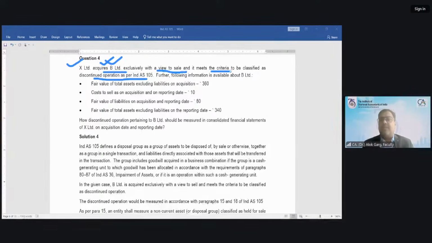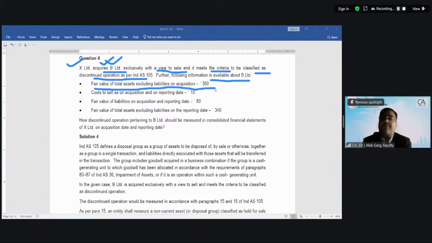with a view to resale, and it meets the criteria to be classified as a discontinued operation as per Ind AS 105. Further, the following information is available about B Limited. So this company acquires B Limited, and what information is available? Fair value of total assets excluding liabilities on acquisition: 360. What is the fair value of the asset at which this company was acquired? 360. 360 rupees or 5 lakhs? 360. Okay, 360.